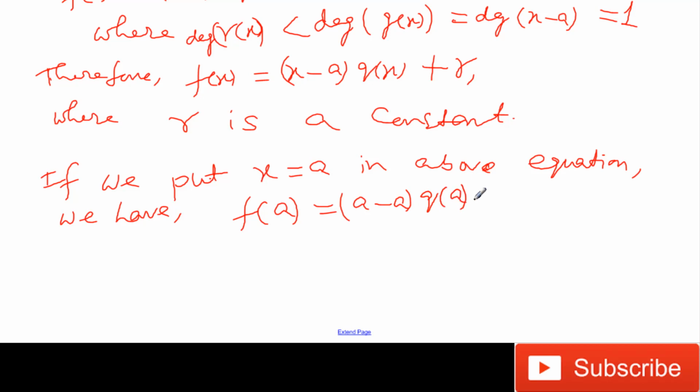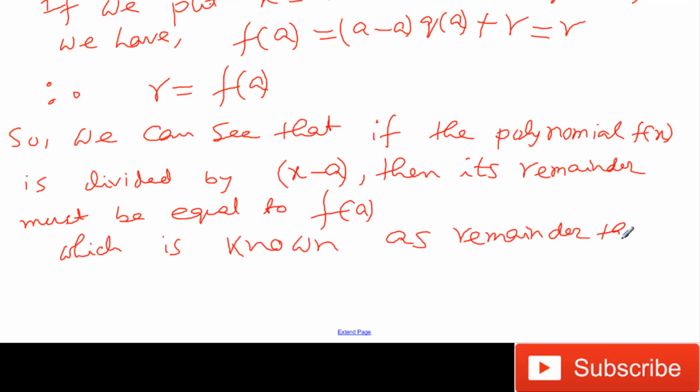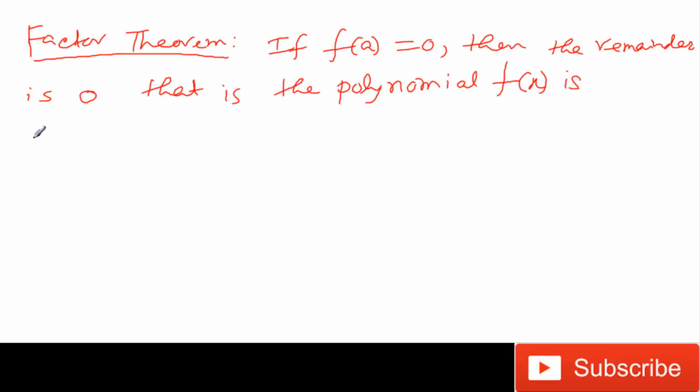If we put x is equal to a in the above equation, we have f(a) is equal to (a minus a) into q(a) plus r, which is equal to r. Therefore, r is equal to f(a). So we can see that if the polynomial f(x) is divided by x minus a, then its remainder must be equal to f(a).